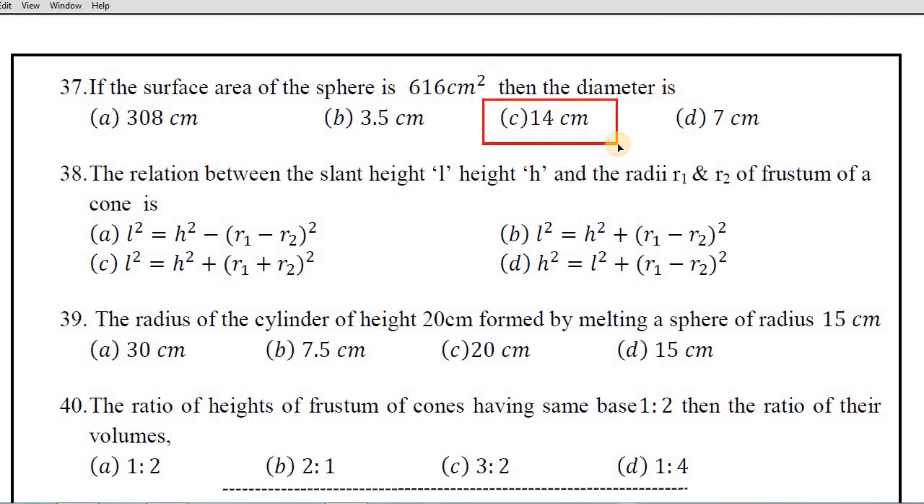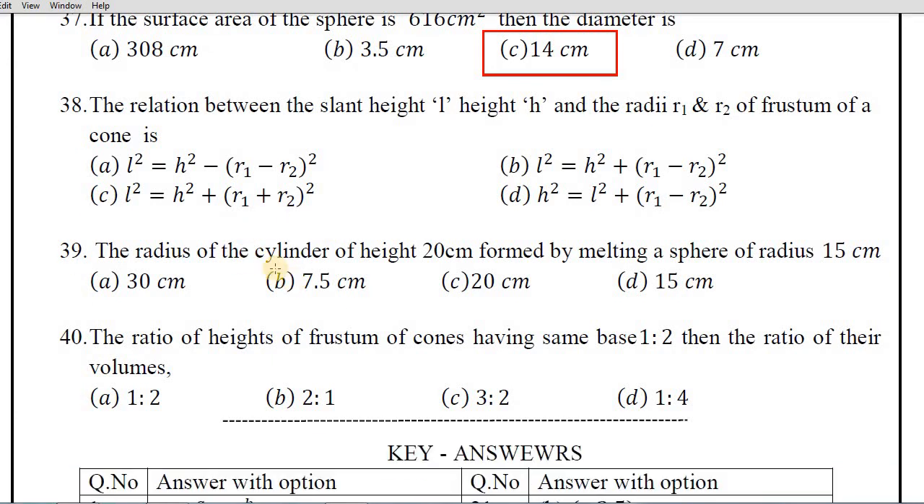Option C is right. Which formula did you want to use? Two formulas you wanted to use here. The main formula is 4 pi r square. Use that formula to find the radius. After finding the radius, diameter is equal to 2 times r. Hence the correct option is C, that is 14 centimeter.